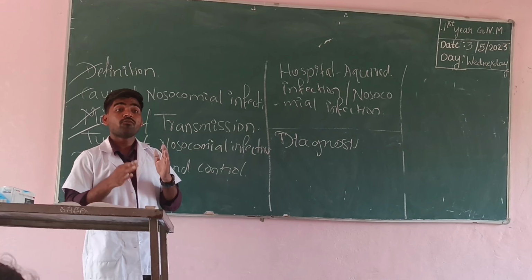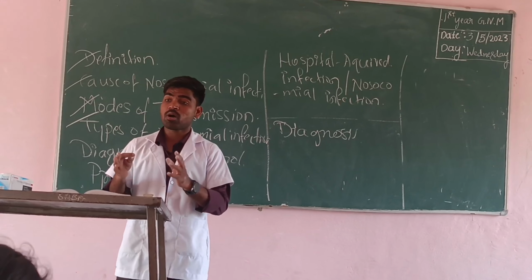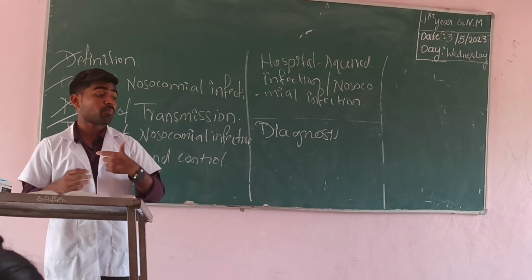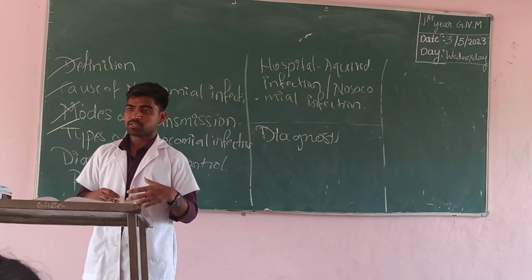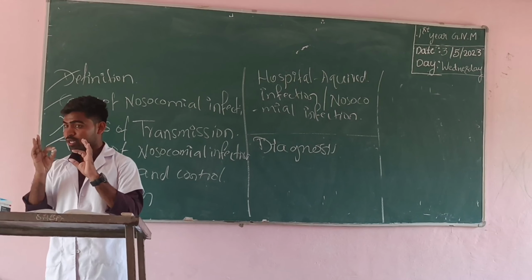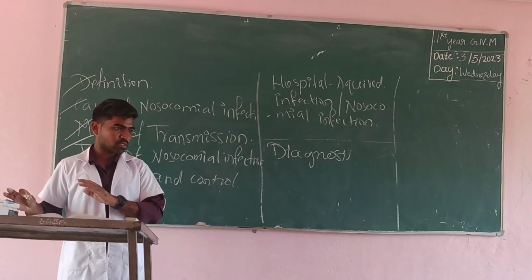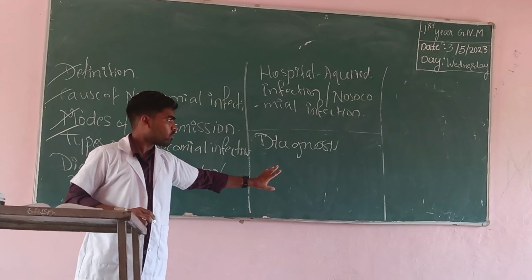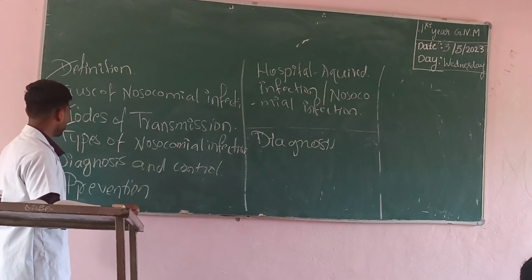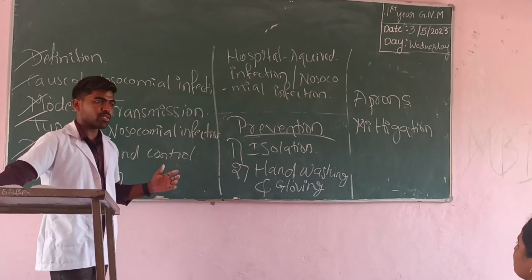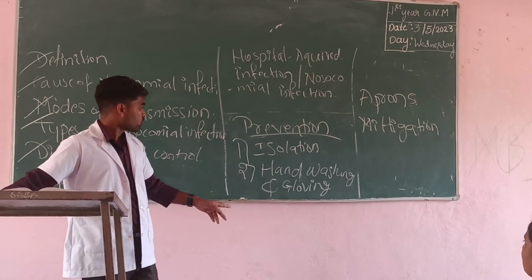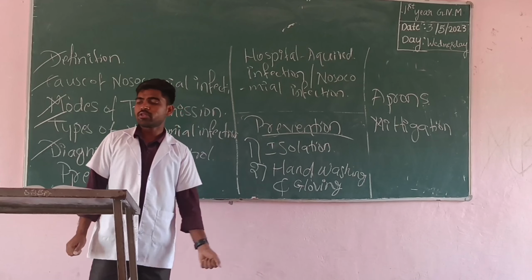So what kind of control? For proper guidance, for proper cleanliness, for proper maintenance of hygiene. That diagnosis means taking the samples and finding which type of microorganism is in that hospital. That is diagnosis and control. Next is prevention. What we maintain in the hospital is a preventable measure. So first is isolation. What is isolation?